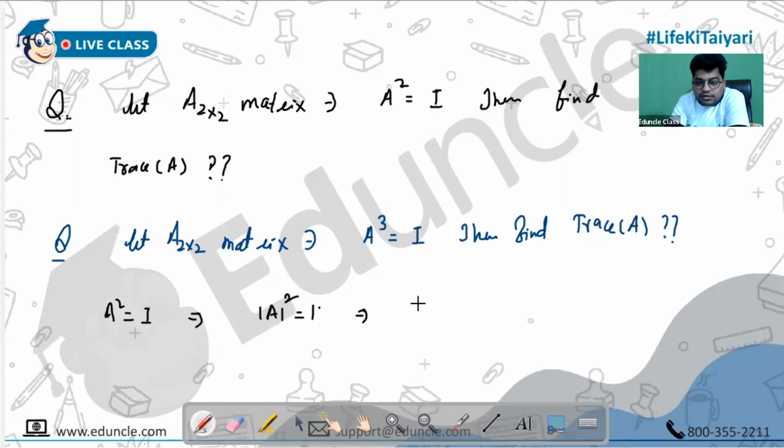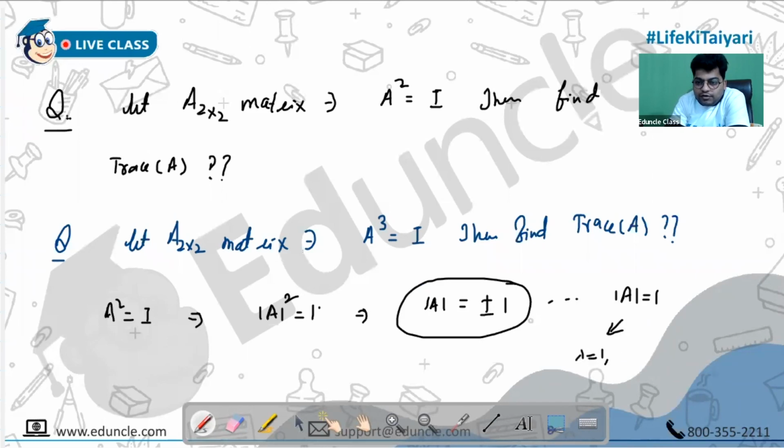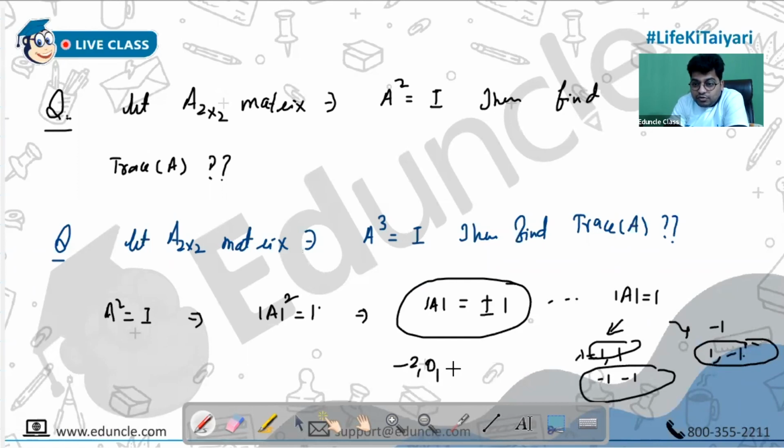So you are saying determinant of A is 1, then determinant of A is plus or minus 1. So how to find out? You will say, sir, if determinant is 1, you have taken the possibility, then lambda is equal to 1, 1, or minus 1, minus 1. So the sum is 2, or the sum is 0, or the sum is minus 2. So trace can be minus 2, trace can be 0, or trace can be 2.